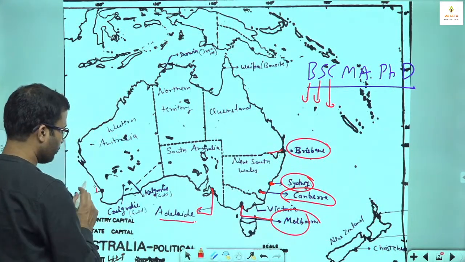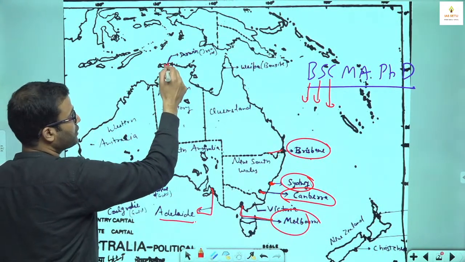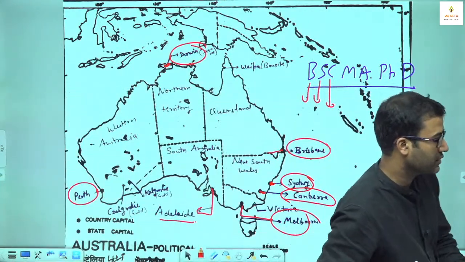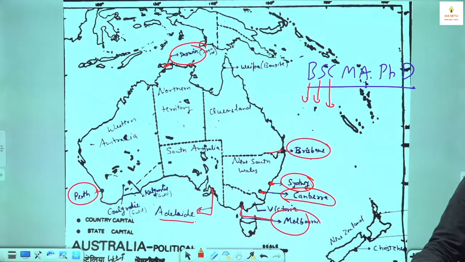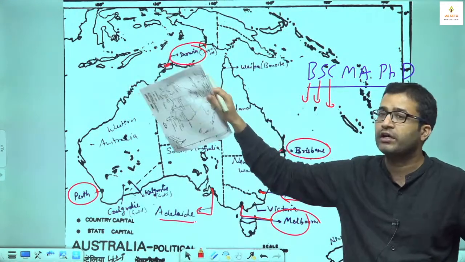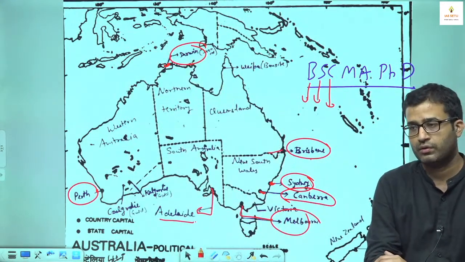Then PH, that is Perth. D is Darwin. This is Darwin. Brisbane, Sydney, Canberra, Melbourne, Adelaide. This is Perth. Then we have Darwin.